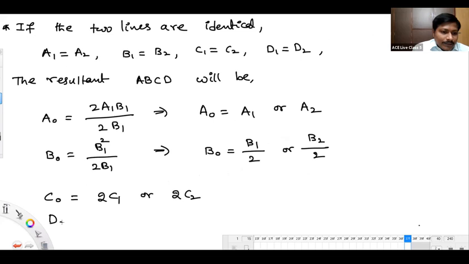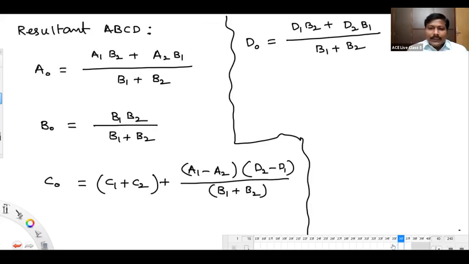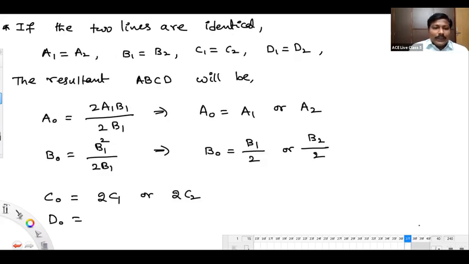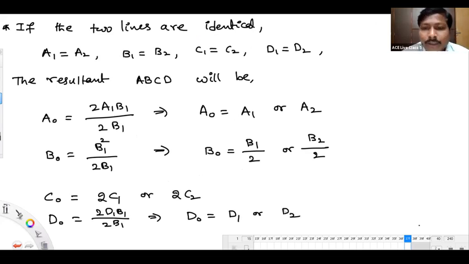Next, what is D0? D1 B1 plus D1 B1 by B1 plus B1. So it's 2 D1 B1 by 2 B1. Means you can get this D0 value as either D1 or D2. So like this, we will get the resultant ABCD parameters.